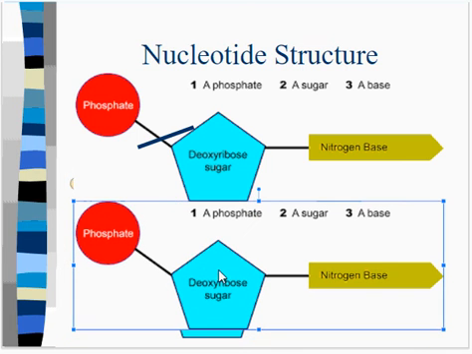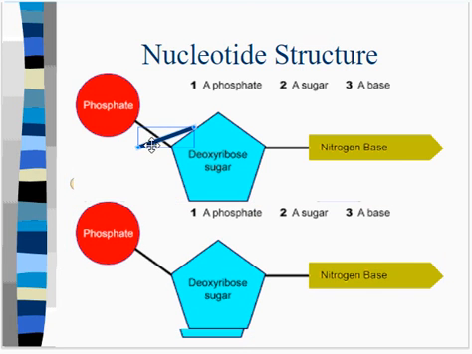A nucleotide is made up of a phosphate, the red dot, a sugar, in this case it's DNA sugar, this is deoxyribose, and a nitrogenous base. These are connected together by bonds. So the bonds will join one nucleotide to the next nucleotide, giving us a long strand.